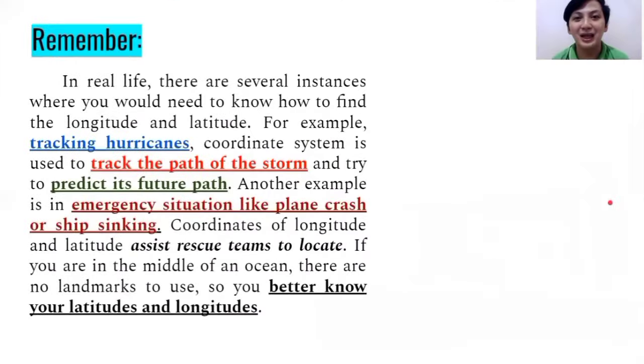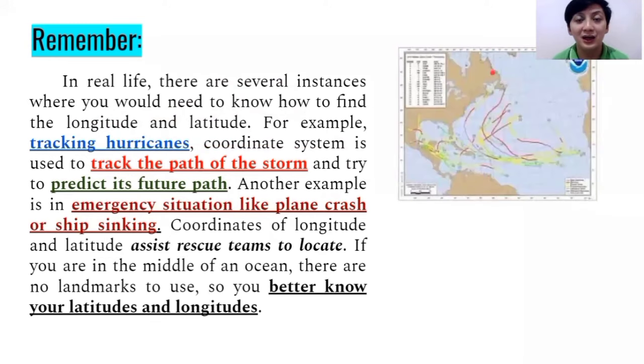And then we have to remember the following. So in real life, there are several instances where you would need to know how to find the longitude and latitude. For example, tracking hurricanes. It is used in tracking hurricanes, especially on the west part of the globe. Basically, they have that different kind of wind pattern.